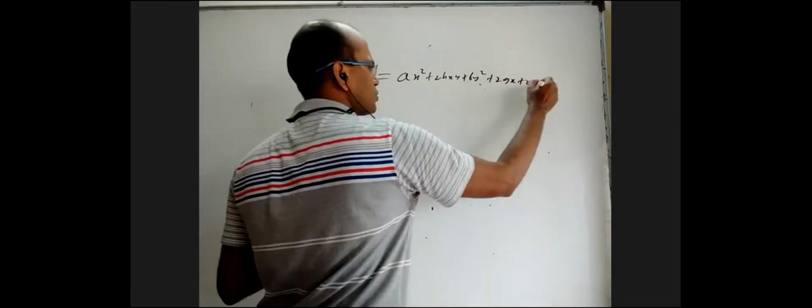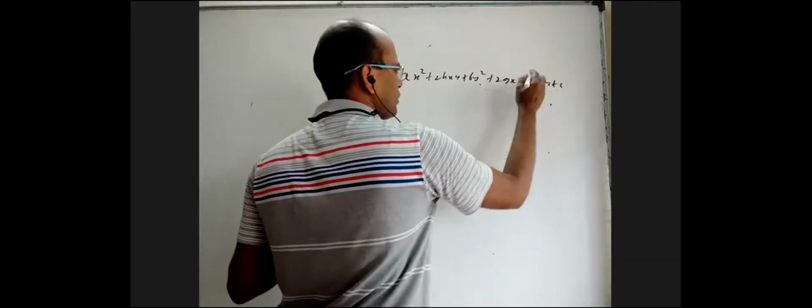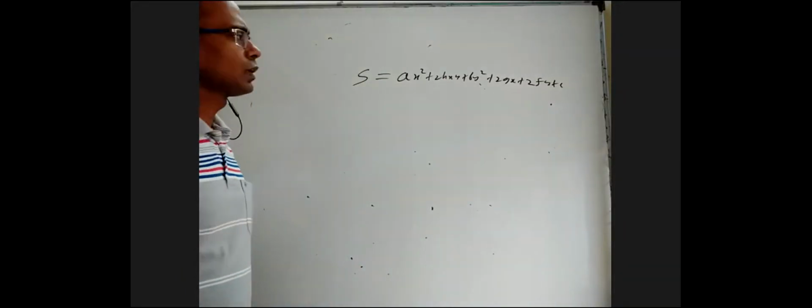If I take an equation S as ax square plus 2hxy plus by square plus 2gx plus 2fy plus c, I'm not just talking about circle. I'm talking about circle, parabola, ellipse, hyperbola, any conic section, including pair of straight lines. What is this notation?